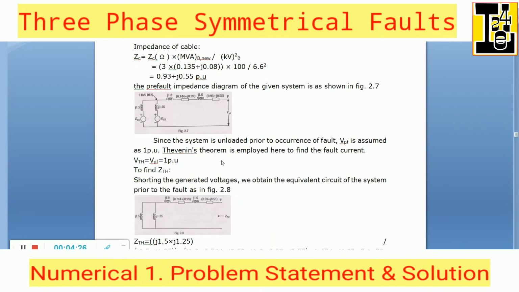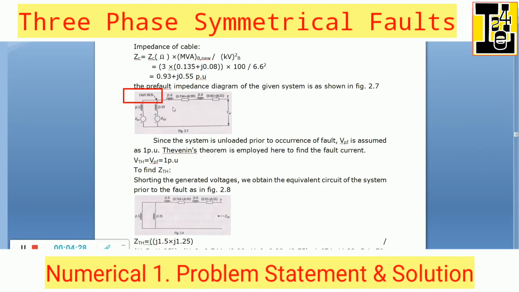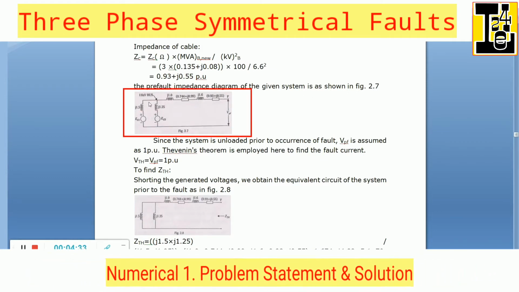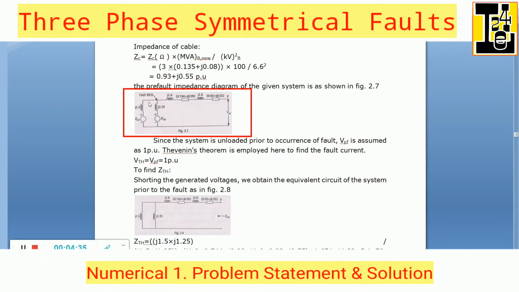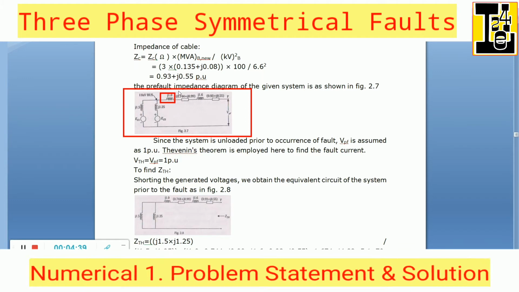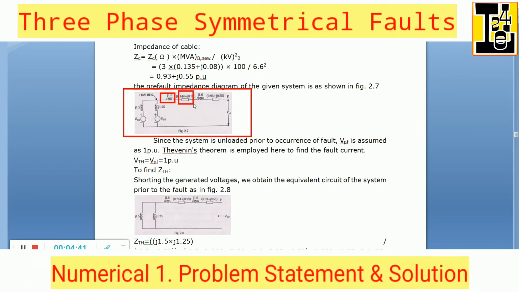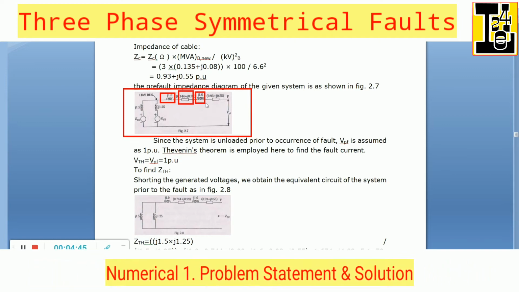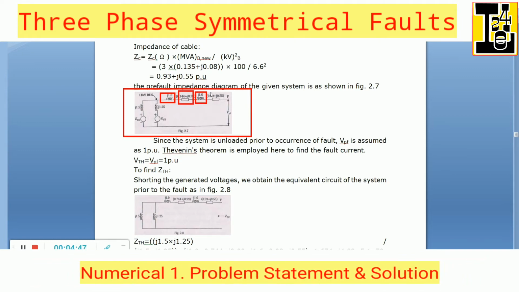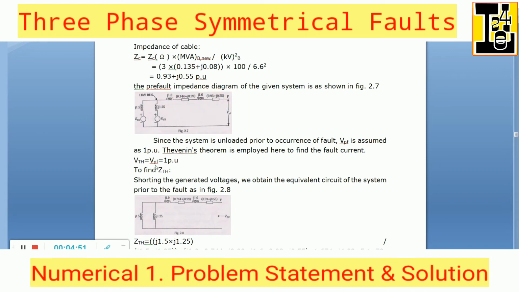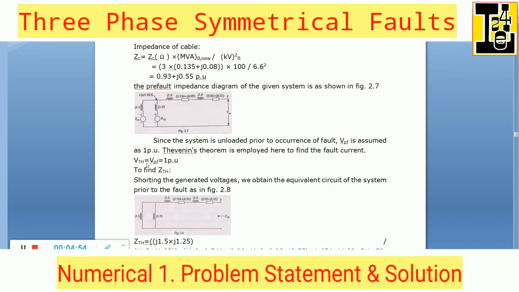The pre-fault impedance diagram is drawn here. The generator is replaced by a reactor and EMF source. G2 is also replaced by a reactor and EMF source. The transformer T1 is replaced by a reactor. The transmission line is replaced by its equivalent impedance. Transformer T2 is replaced by a reactance. The cable is replaced by its equivalent impedance given. So this is the pre-fault impedance diagram of the given system.